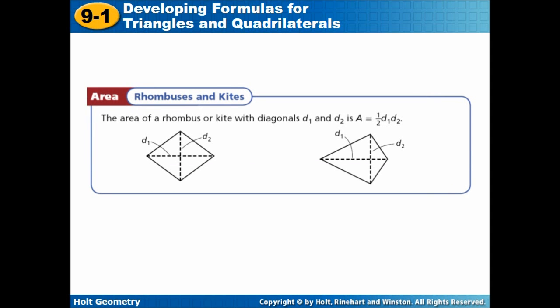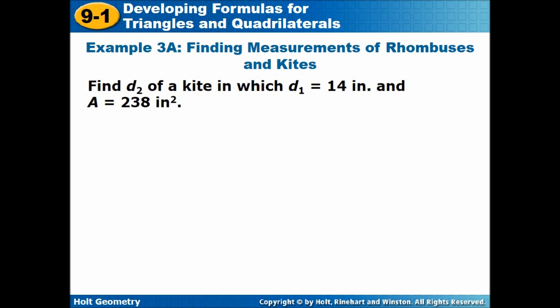Okay, now let's look at the formula for the area of a rhombus or kite. Well, because we have those diagonals we talked about, we're going to call them D1 and D2. So the area of a rhombus or kite is 1/2 times d1 times d2. Let's apply that now to this example, finding measurements of rhombuses and kites.